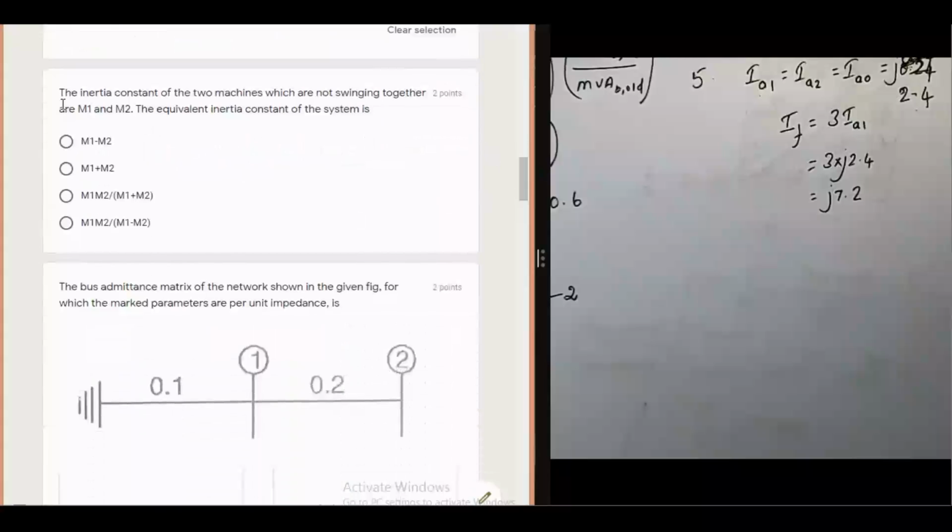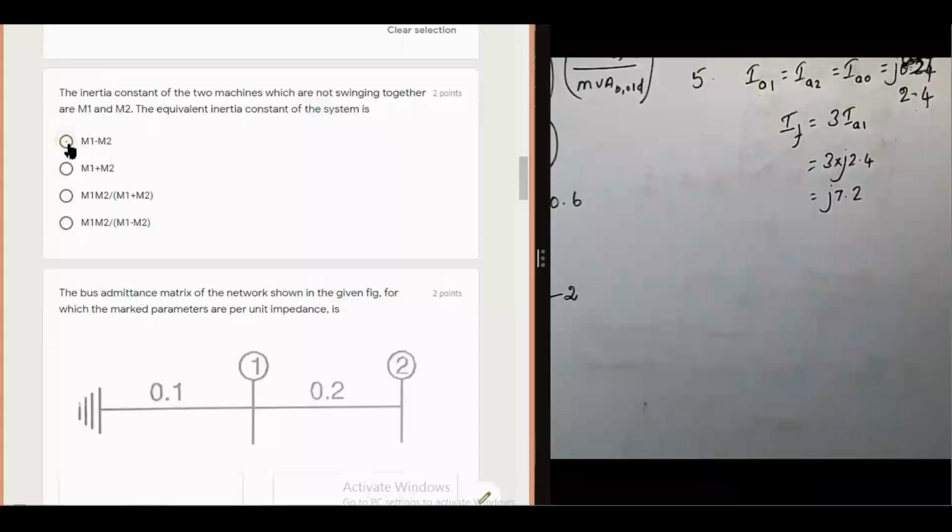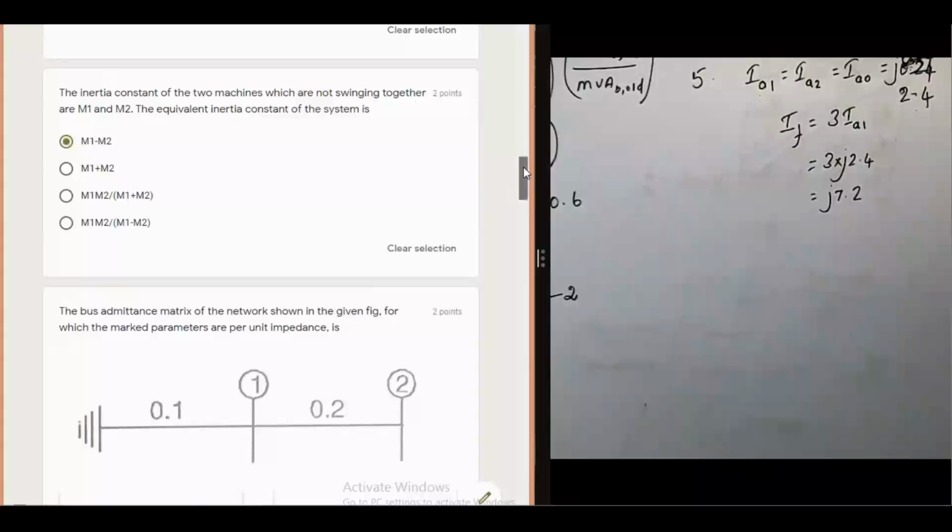Then seventh question, 2 mark question. The inertia constants of two machines which are not swinging together are M1 and M2. The equal area constant of the system is asked. Here just take the difference, so the first option, M1 minus M2, is correct.